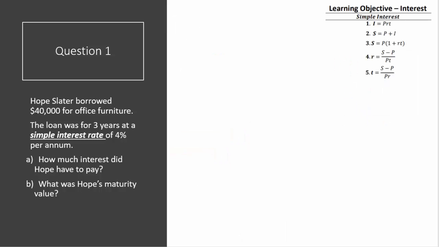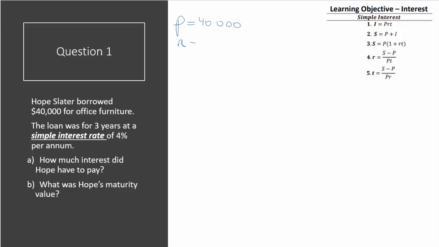Let's take a look at example 1. Hope Slater, a young attorney, rented an office in a professional building. Since Hope recently graduated from law school, she was short of cash. To purchase office furniture for her new office, Hope went to the bank and borrowed $40,000 for 3 years at a 4% annual interest rate.